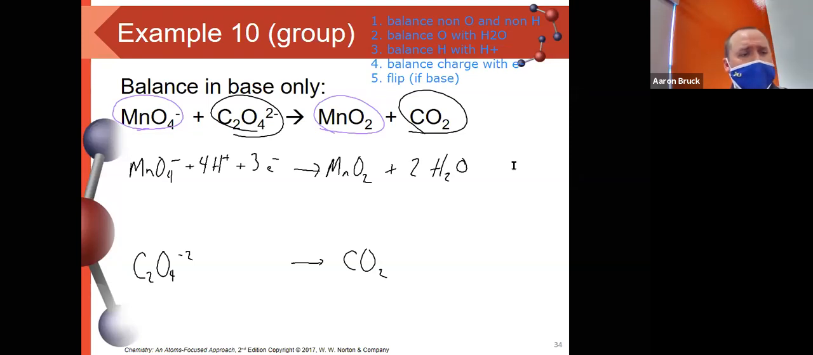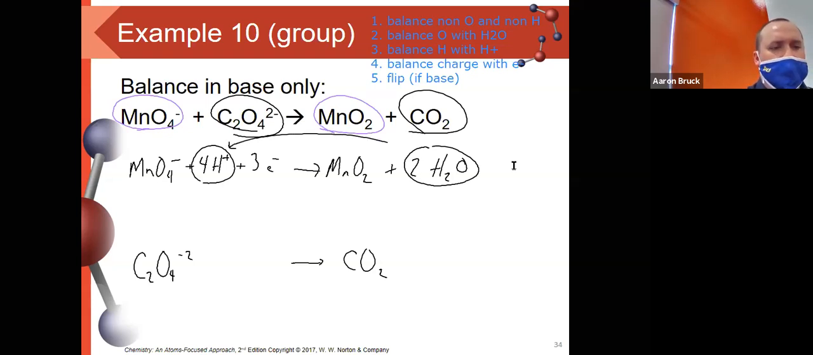Now, this is an acid reaction. And the reason we know it's an acid reaction is the presence of that H plus there. We're asked to balance this in base. This is where we have to flip. Now, what do I mean by flip? Those 2 things that we added need to switch places. We're going to flip the waters and the hydrogen ions in terms of their sides of the reaction.